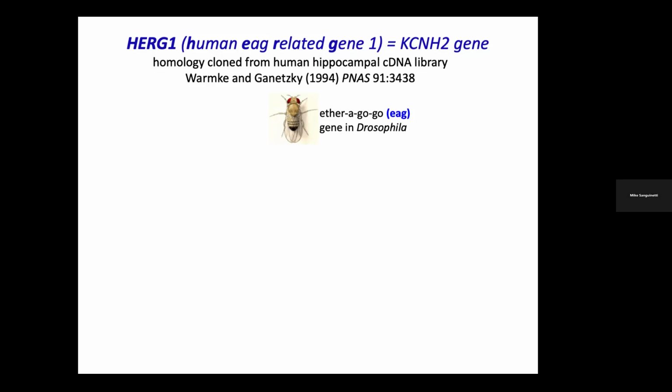And then Jeff Wonke and Barry Ganetsky in Wisconsin in '94 did a homology clone based on EAG Drosophila using a human hippocampal cDNA library and pulled out something very related, this human EAG related gene. And most people still use this term. I'm going to use this mostly for this talk. KCNH2 is really the more official name for the gene, at least now.